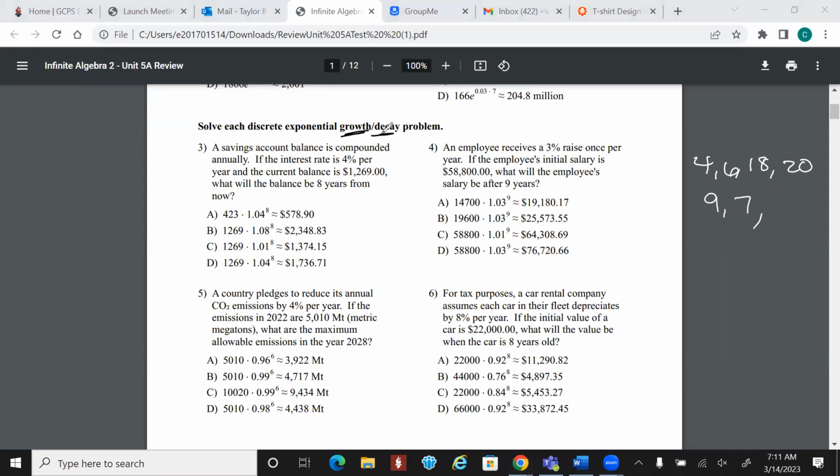Well, we're talking about growth and decay, right? So that's going to be P times 1 plus R raised to the T. And this can be minus as well, but since we're growing money, it's going to be a plus. P is going to be our initial amount. R is going to be our rate. And T is going to be the time or number of years.